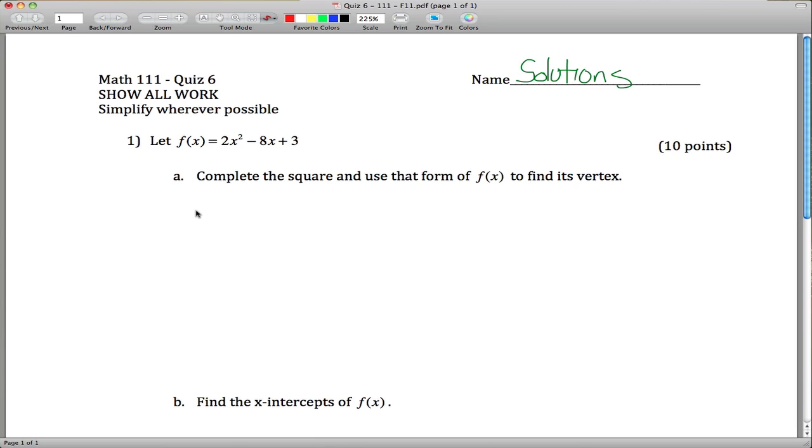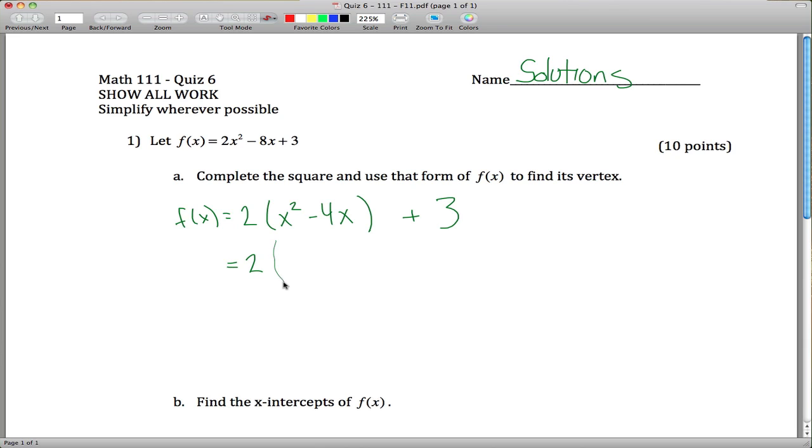it's a 2. So what we do is we factor out that 2 from the x squared and from the 8x. And then leave the 3 out here. If you want, you could factor it out from the 3 also, but there's no need to. And then we have to complete the square on this stuff inside the parentheses.